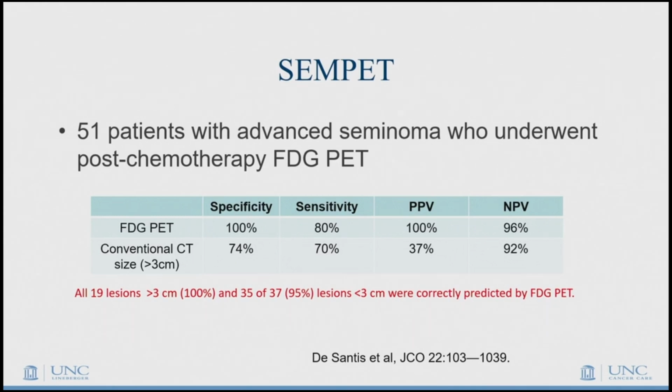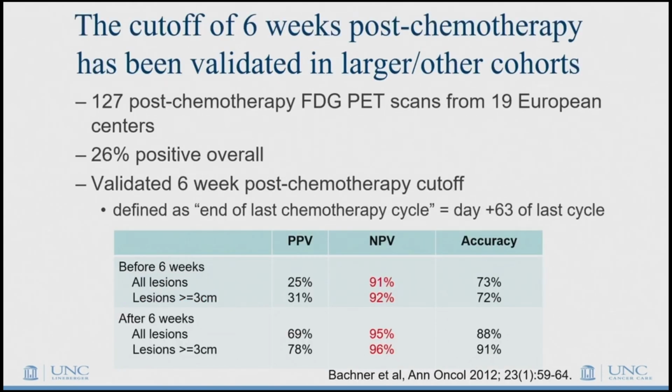You can see 100% specific, 80% sensitive with 100% positive predictive value and 96% negative predictive value, which is really improved numbers compared to conventional CT, because many large tumors are not viable in seminoma. And so you can see, all of the lesions that were PET positive, and 35 of 37 lesions that were less than 3 centimeters were correctly predicted by FDG PET in this setting.